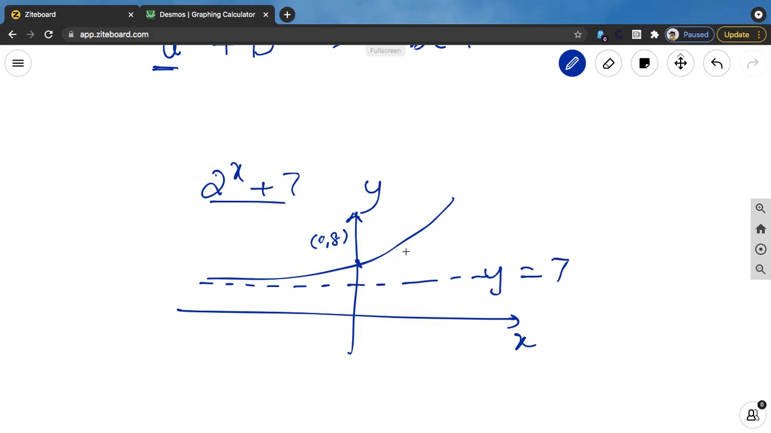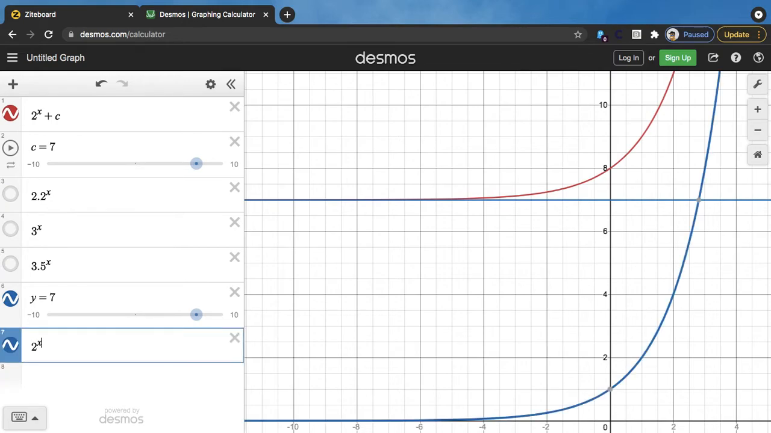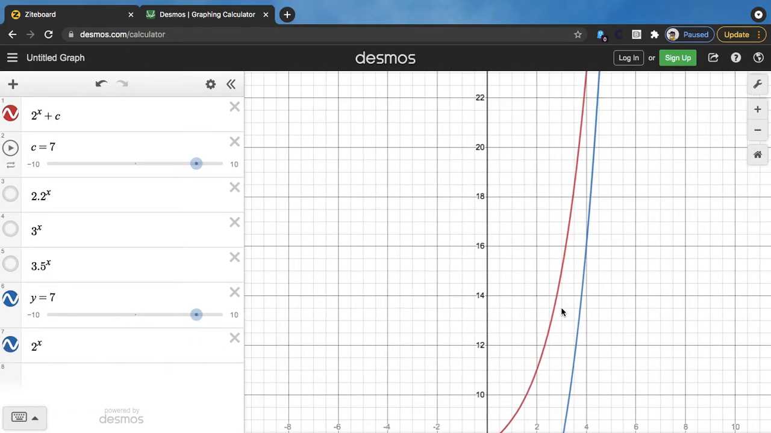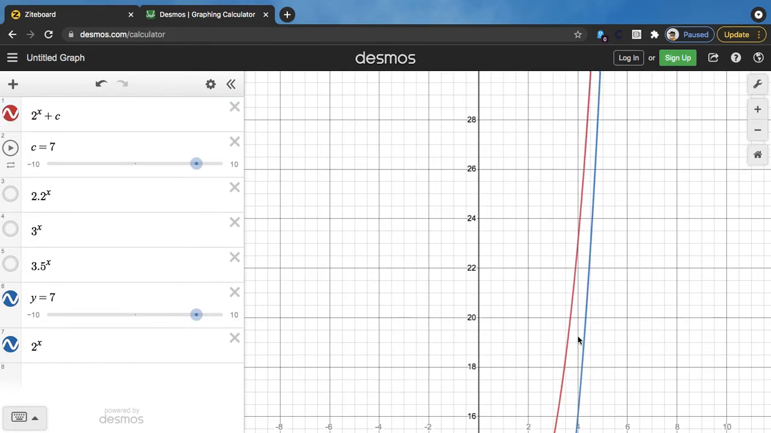The shape does not change. It's only a vertical translation. So nothing changes as far as the shape is concerned. It still looks like 2 raised to x. So if we want to graph 2 raised to x as well on this, you will realize that the rate of change is not changing. The graph is growing at the same rate. It is not becoming steeper.